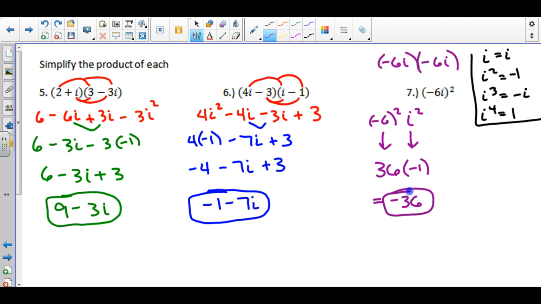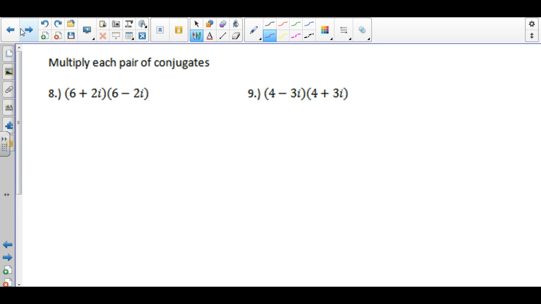Okay, so that was simplifying products using i. The next ones, what we're going to do is multiply just like we did, except these are what we call conjugates of each other. So this is a vocabulary term where you start with an expression like 6 plus 2i, and the conjugate means you switch the sign of only the imaginary part. Even if the 6 were negative, you would still keep it negative, because the 6 represents the real part of the number, and the 2i represents the imaginary part.